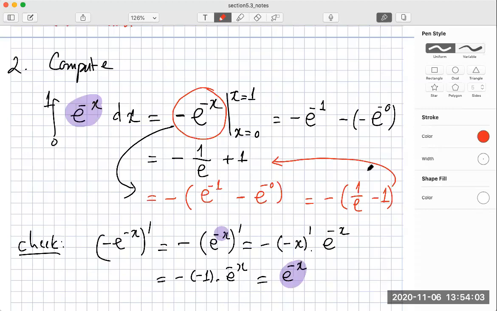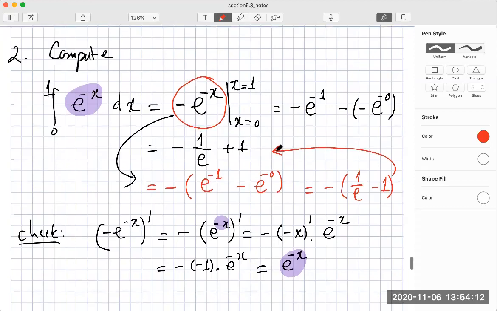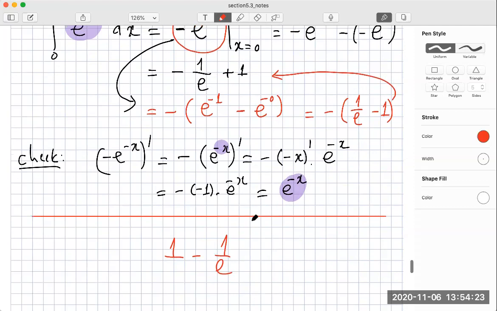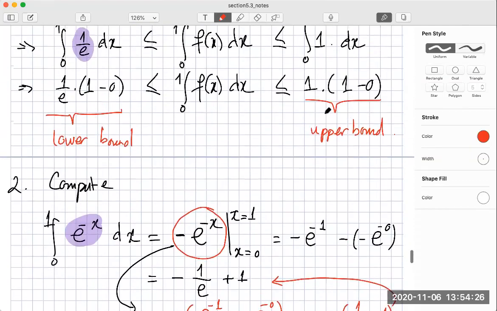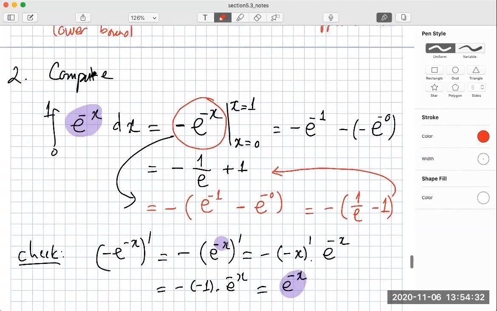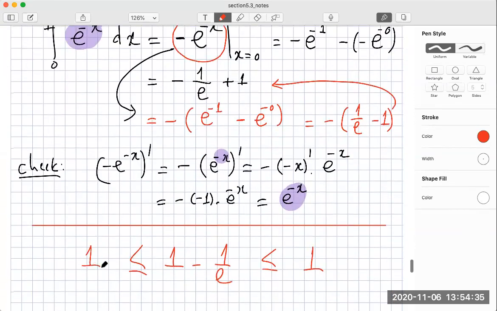So this is our result. Okay, 1 minus 1 over e. We have this result, 1 minus 1 over e. This is the result. And the lower bound and upper bound is here, right? One over e. It makes sense, right? You can double check it.